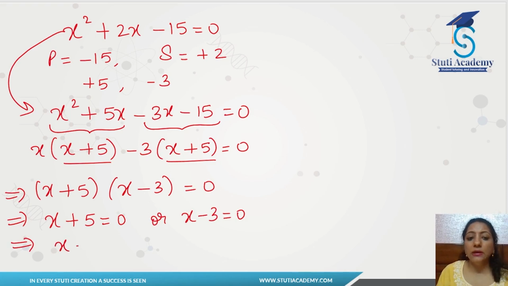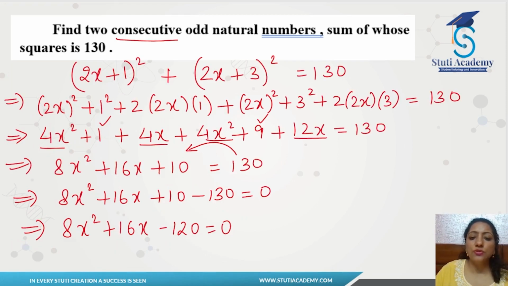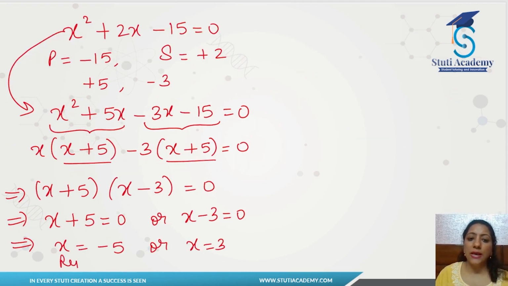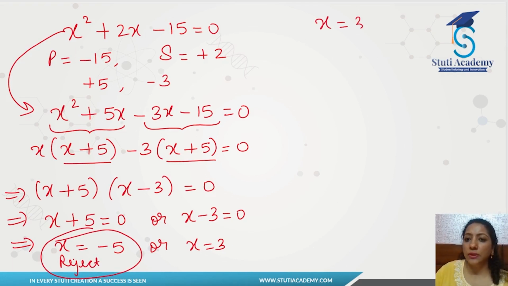So we can say either x is equal to minus 5 or x is equal to 3. If we take x is equal to minus 5, that is going to make these numbers 2x plus 1 and 2x plus 3, the odd consecutive natural numbers which we took, negative. So we will reject x is equal to minus 5, because this is going to make the numbers negative. So we will proceed with x is equal to 3.